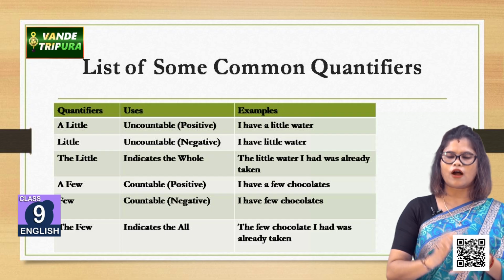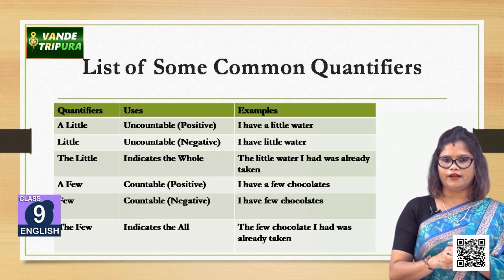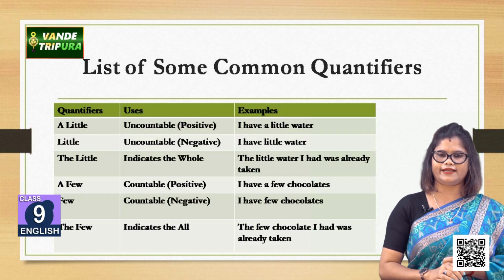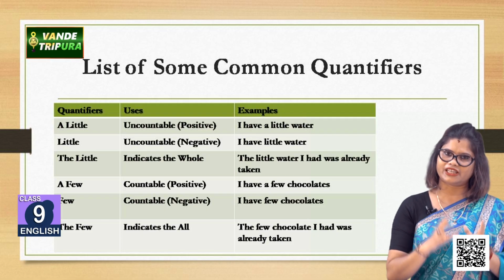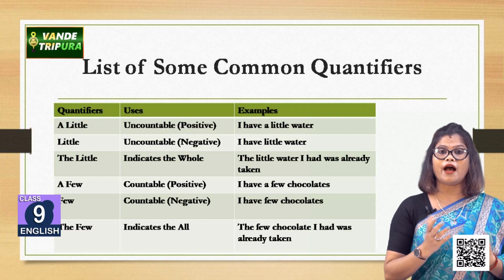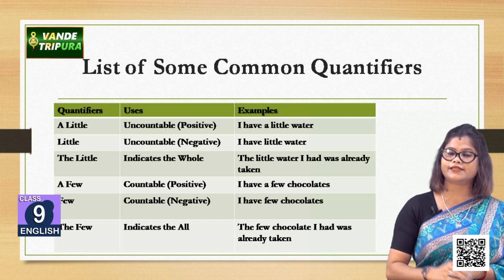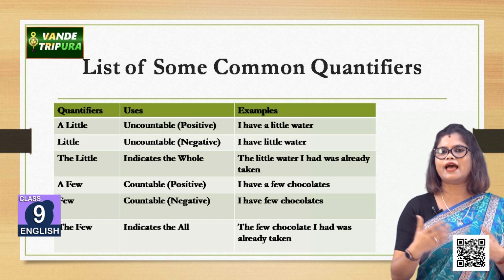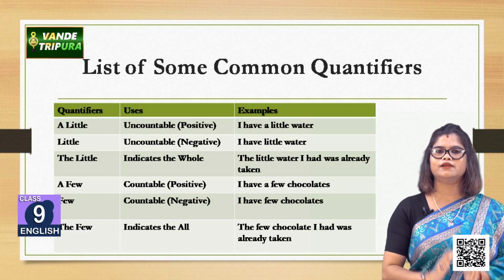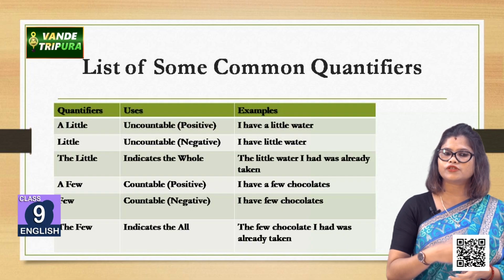Similarly, if it is countable numbers, definitely we use few. So if I say I have a few chocolates, তাহলে আমি বোঝাতে চাইছি যে আমার কাছে কিছু চকলেট আছে, I can give you, I have enough. If I say I have few chocolates, a বলছি না, শুধু few বলছি, তাহলে আমি বোঝাতে চাইছি যে আমার কাছে অল্প আছে and I cannot give you, I don't have enough or sufficient quantity so that I can give you. Next হচ্ছে the few.